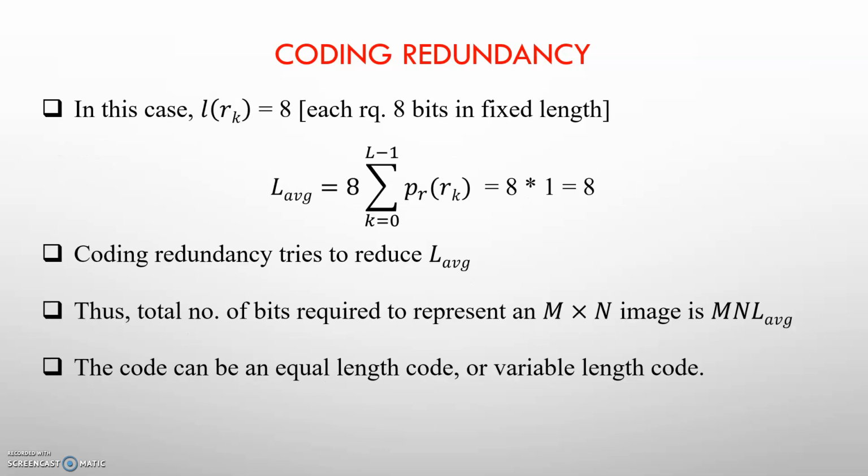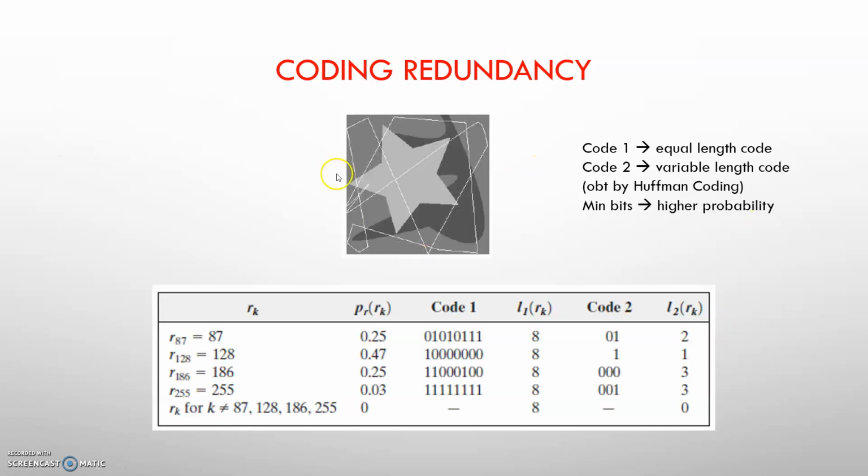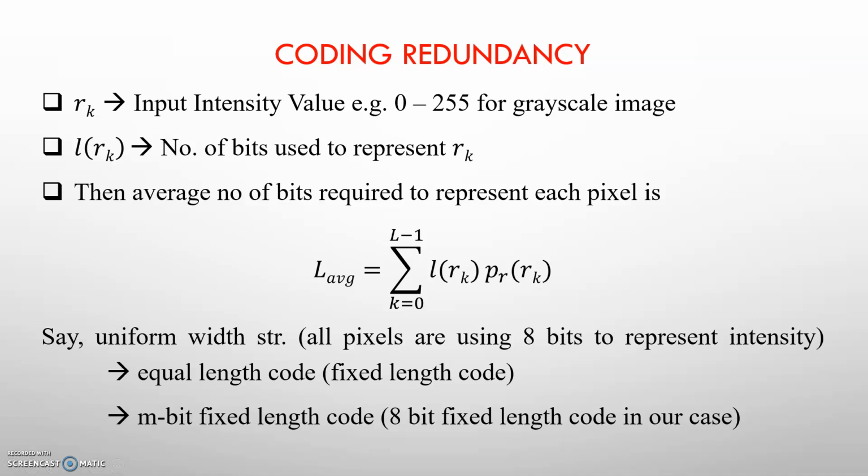But what we saw is, I gave you the example of this picture, right? Here you just have 4 intensities. So rather than using these codes, we can use variable length codes. That is what is called coding redundancy. So today we are going to look into that.